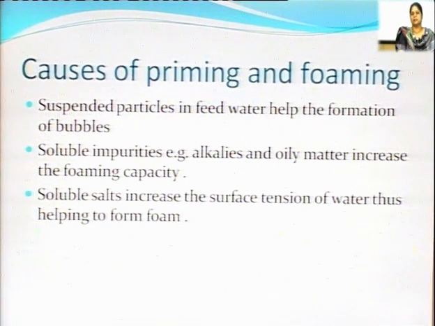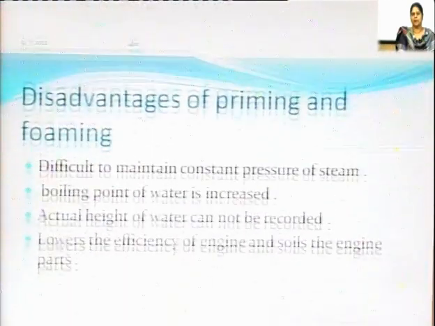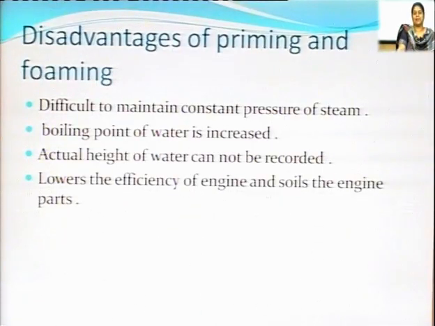What are the various causes of priming and foaming? The main cause is the suspended particles which are present in the feed water. They help in the formation of bubbles. Another cause is the presence of soluble impurities like alkalis and oily matter. These also increase the foaming capacity of water. Soluble salts increase the surface tension of water, and as such a large amount of bubbles are formed, or the increased surface tension of water helps in the formation of foam.